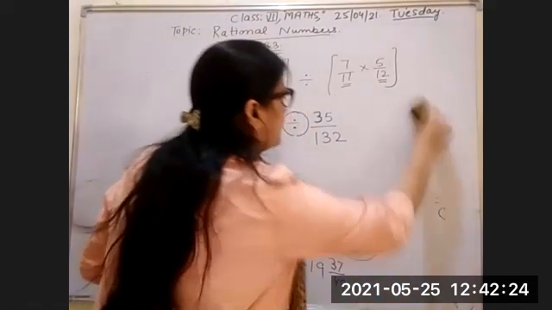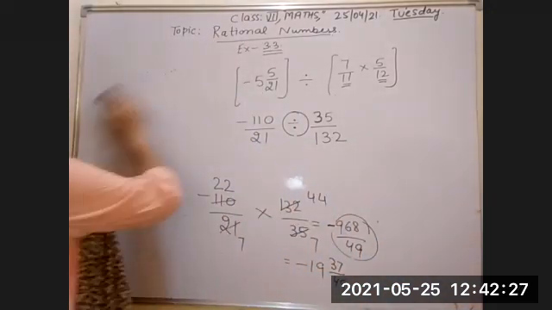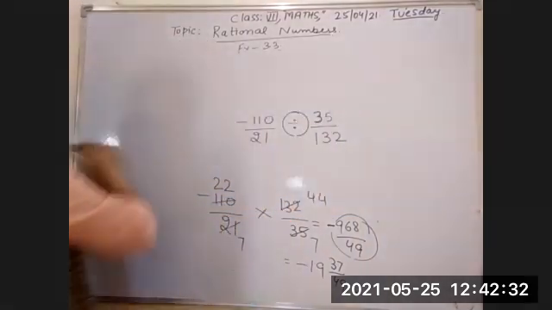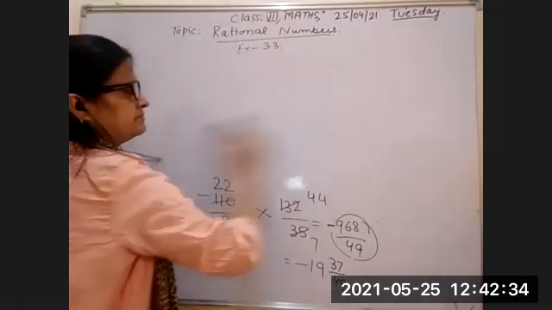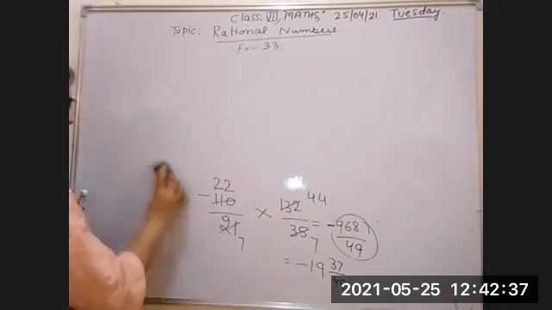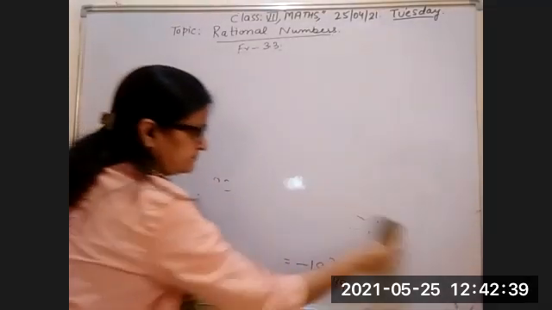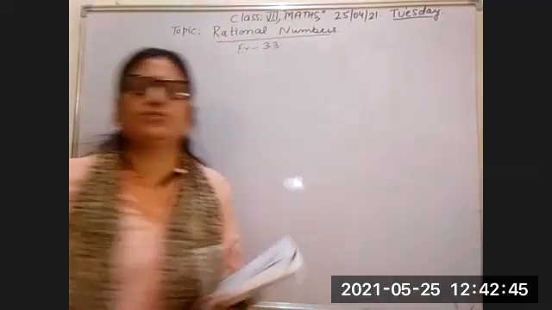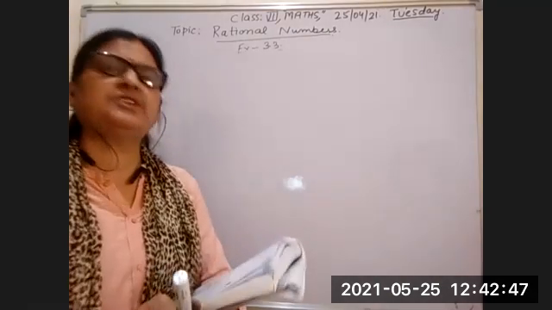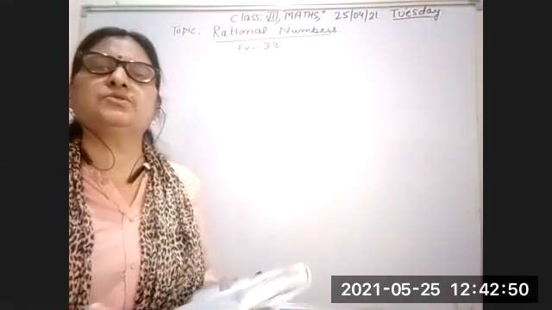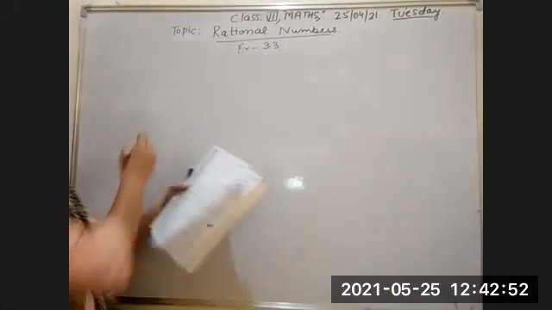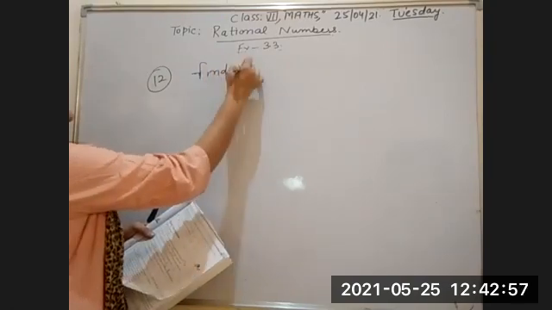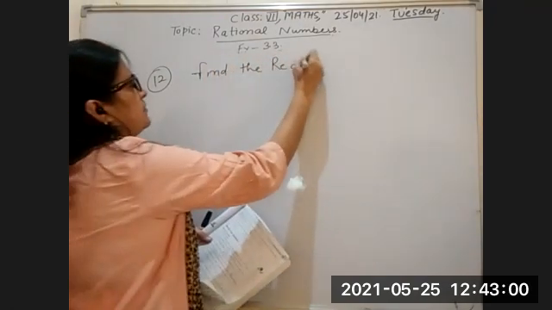This is the rough work I have done. So note down this question. The last question of this exercise is question number 12, and it is written in the question that you have to find the reciprocal. Find the reciprocal of the following.